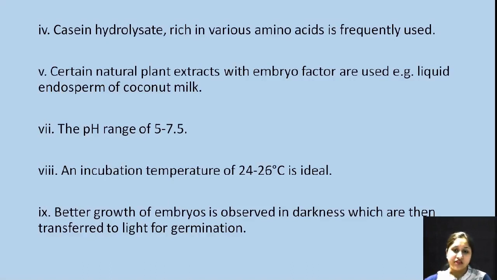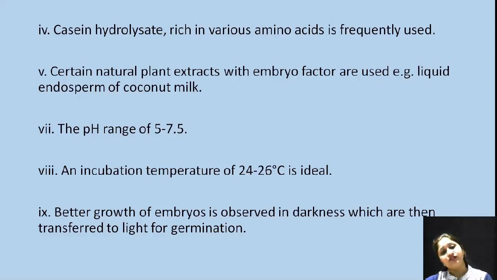Then casein hydrolysate, which is rich in various kinds of amino acids. Amino acids are used to make proteins for the plants. Certain natural plant extracts with embryo factors are also used, for example, liquid endosperm of coconut milk. Liquid endosperm of coconut milk itself contains a lot of nutrients which can give a natural environment to the embryo. Sometimes, to fulfill the limiting factors of the media composition, we add coconut milk and further natural plant extracts.